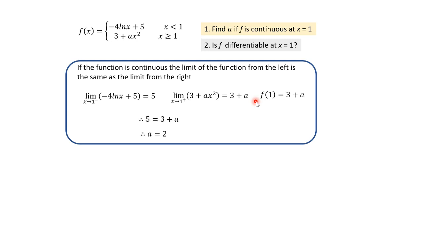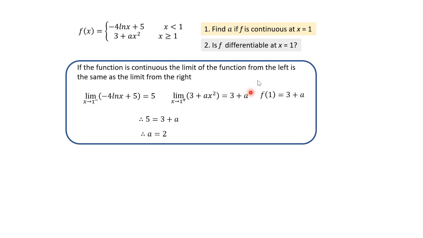Because it's continuous, I can make them equal to each other, and I get a equal to 2. Please do not jump to this step. It's happened a few times in past exam papers, and you end up with half your marks. Okay, the notation is key.